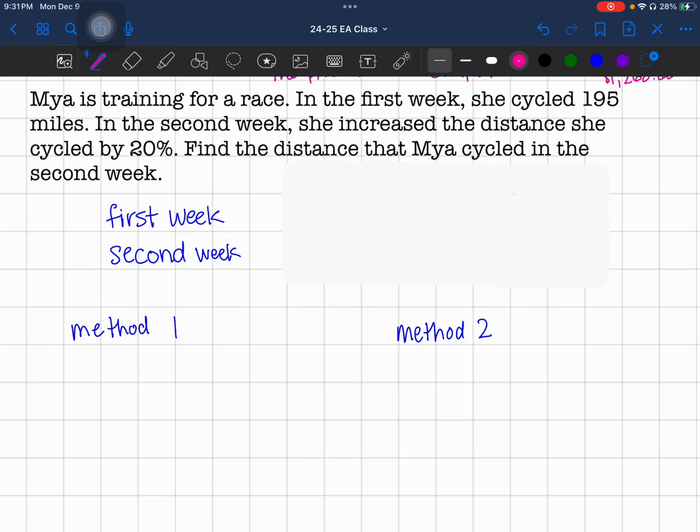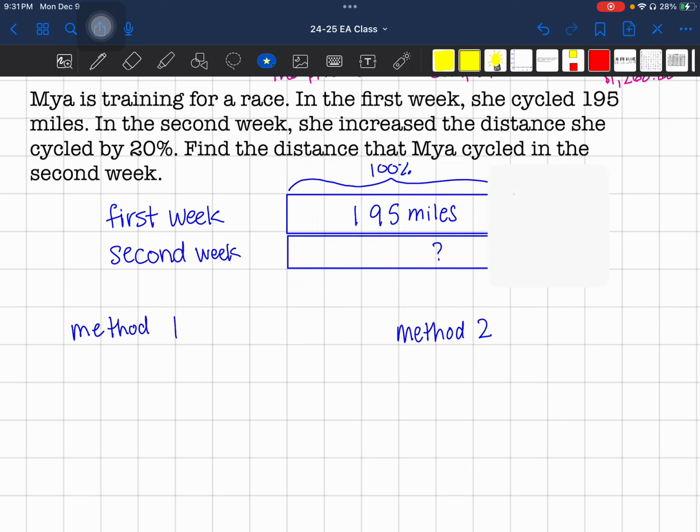I want you to pause the video and I want you to draw the model that represents the first and the second week, the distance that Maya cycled. Okay, you should have paused, and I'm hoping, okay, you should have something that looks like this, right? We know that in the first week she cycled 195 miles. That's our 100% that we know of, because then it says that she increased by 20% the second week.